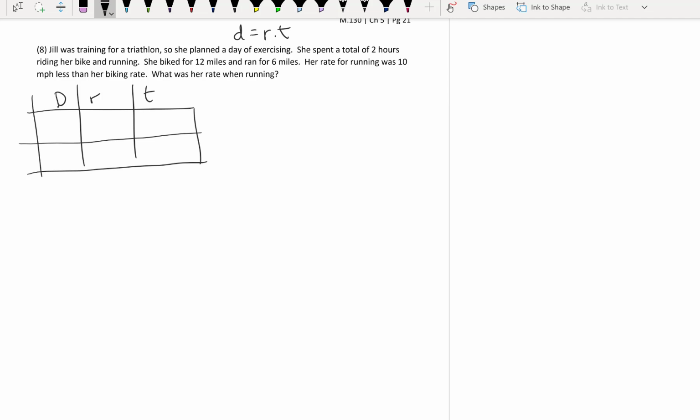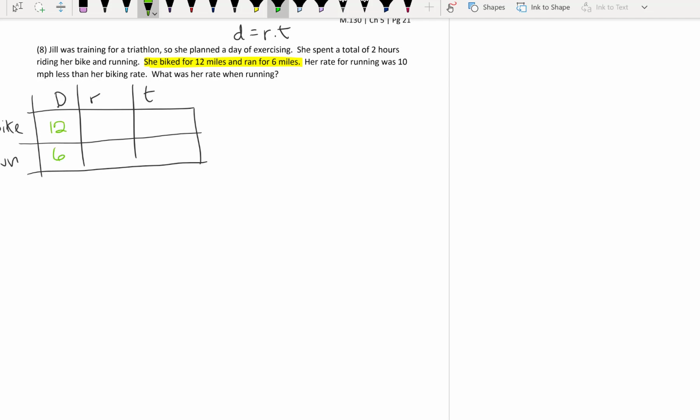So I know that she has biking and she has running. Okay. So here she spent a total of 2 hours riding her bike and running. Okay. And then she biked for 12 miles and ran for 6 miles. So what I really want to focus on is here. She biked for 12 miles and she ran for 6 miles. So for biking, that's going to be a distance of 12, and for running, that's going to be my distance of 6.